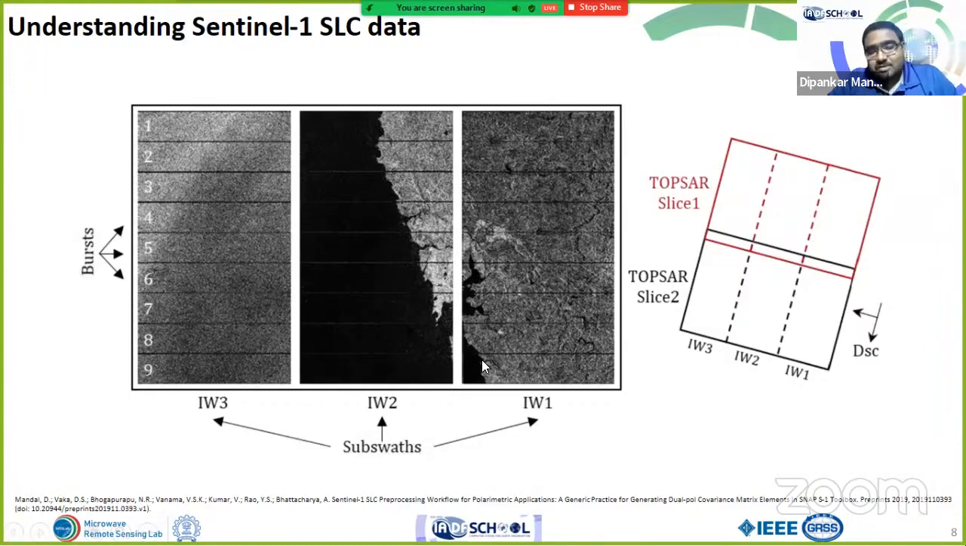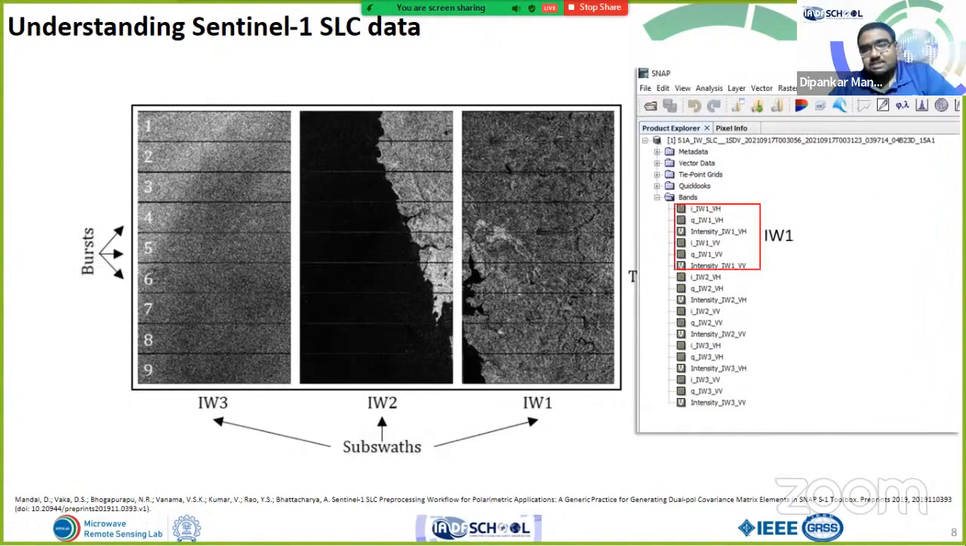Now, how it acquires, when it acquires the data, we call it slice 1 and slice 2 in descending mode. So based on your region, you have to select which subswath and which burst you want to utilize. So let's say for a particular image of an SLC product, you can see there is an IW1.